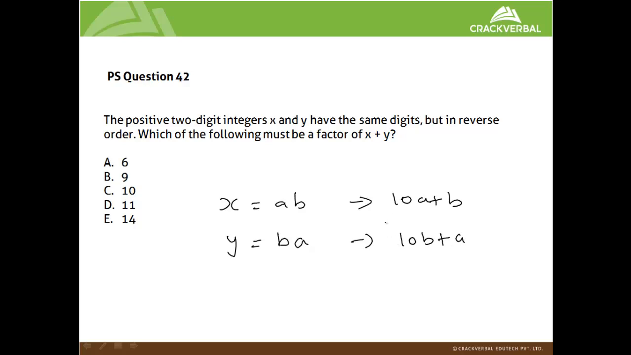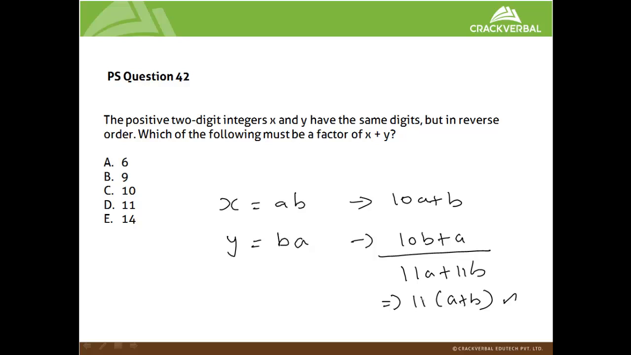So if you look at it, the question asks which of the following must be a factor of x plus y. So if we add this up, you will have 11a, 10a and a here, so 11a plus 11b. So 11a plus 11b means 11 into a plus b would be the product, right? So that means 11 into a plus b is a multiple of 11. So of course, 11 would be a factor of x plus y.